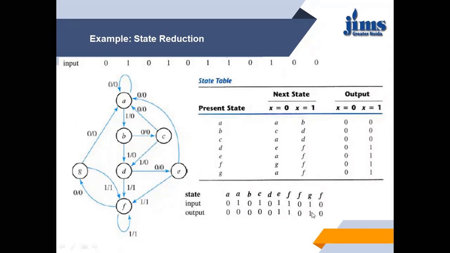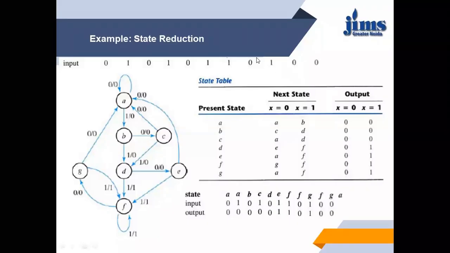Now the input is 0. With F and input 0, next state is G, output is 0. And again the last input is 0. With G and input 0, the next state is A and the output is 0. So we have written output 0 here and the next state is A.